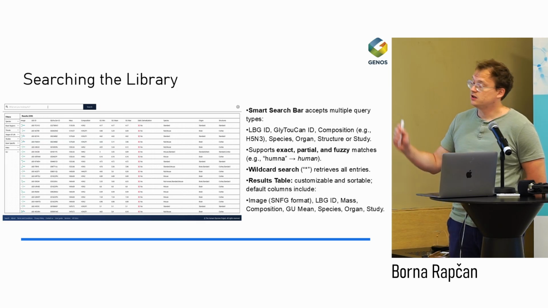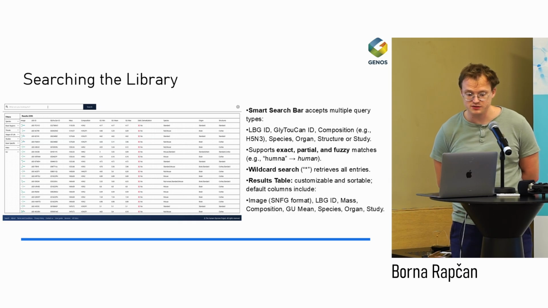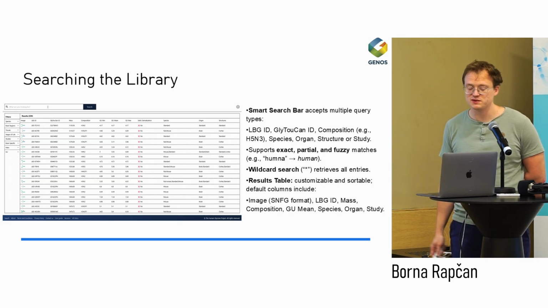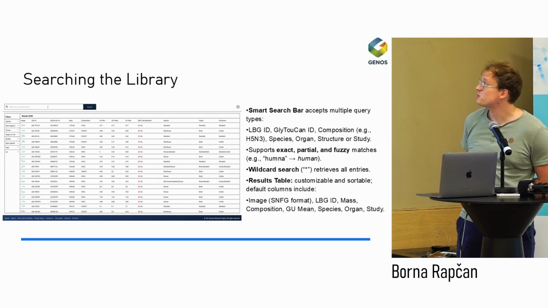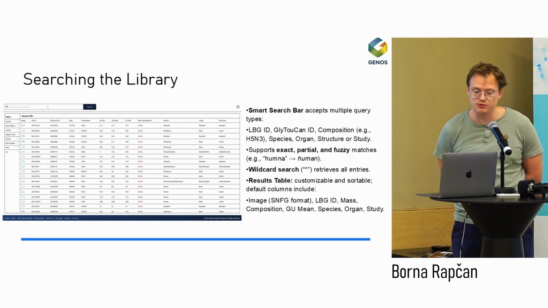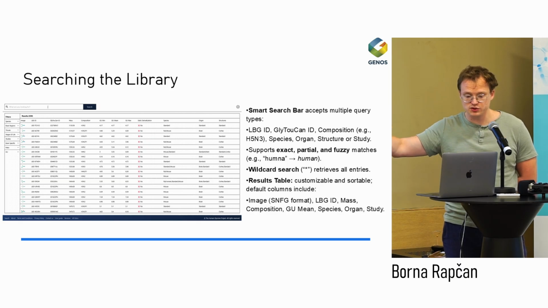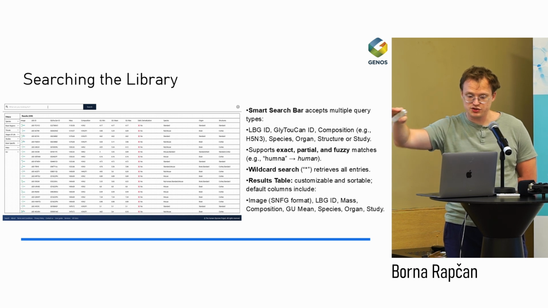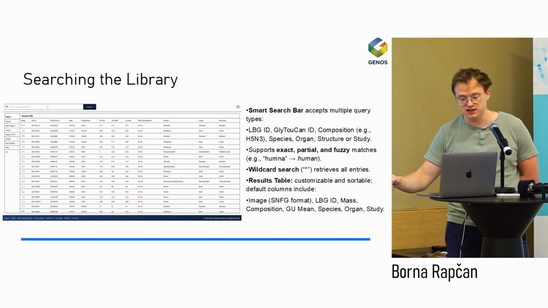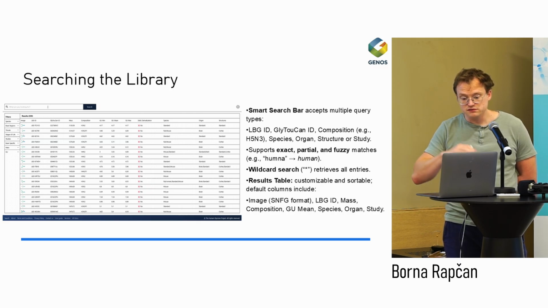So what do you do when you come to our database? The first thing you will see is our search bar. You will see a welcome screen that lets you enter, and then you will get this nice smart search bar. It lets you search multiple query types. For example, if you want to search by our LGB ID, you can do so. You can do it by glycan ID, by composition, by species, by organ, structure, or study. So there are a lot of different things you can try and filter your desired information on.